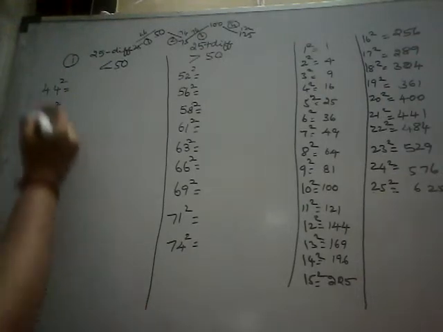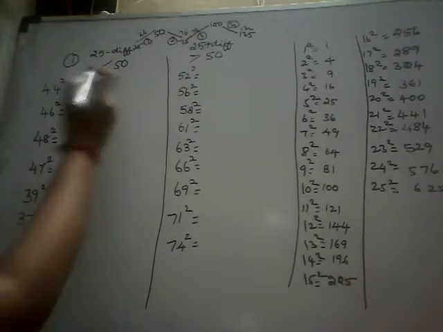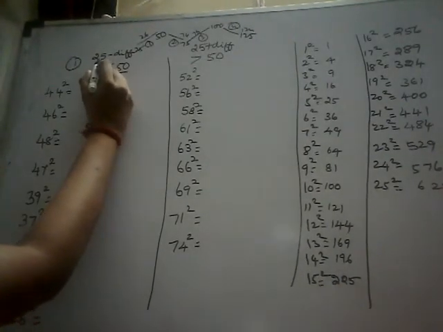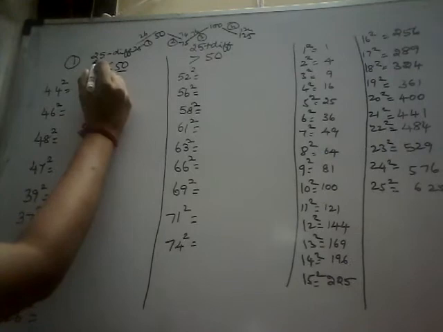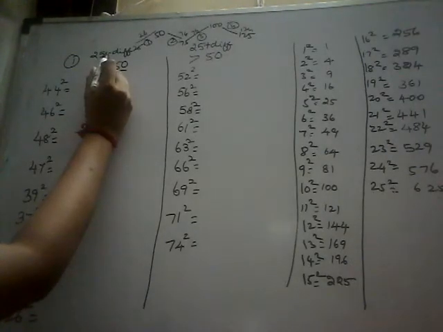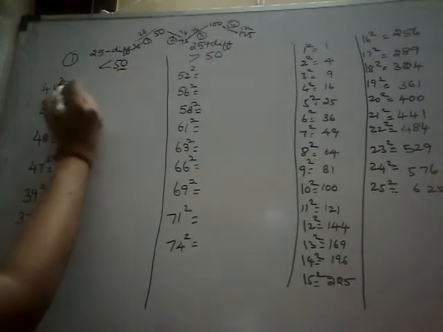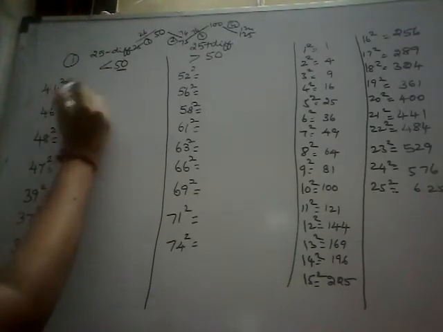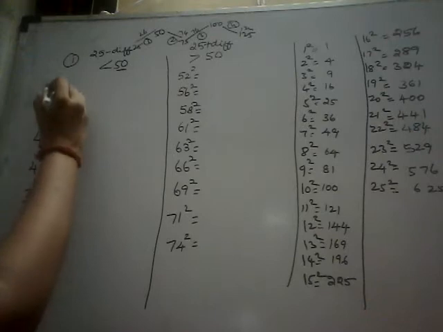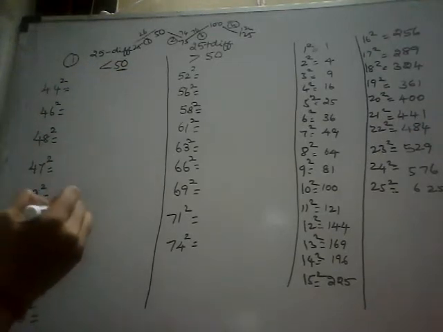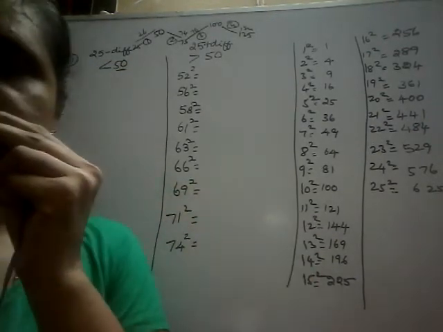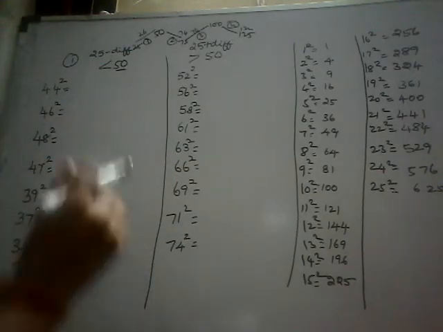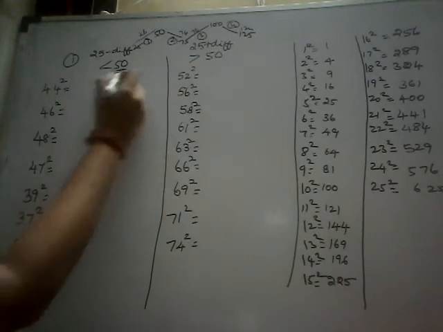Now 44 square, I am going to use half of this 50. What is half of 50? That is 25. I'm going to subtract the difference for these numbers. So I'm choosing 44 square. Now how much difference is there from 50? 44 and 50, that is a difference of 6.